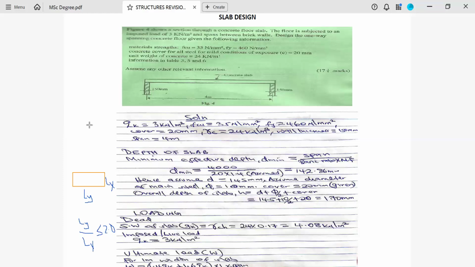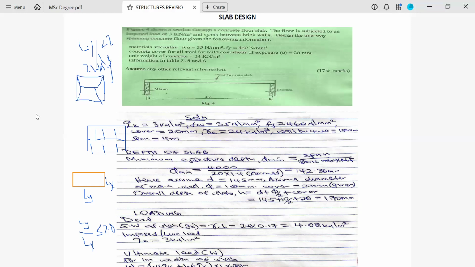Now, the difference is here. For a one-way slab, the load is shared on two sides only. So this is the span, and this is the loaded area. The two beams carry the load. Here Ly over Lx is greater than 2. But for two-way, something close to this, the ratio is less than 2 and the load is distributed in the form of a trapezium, so all four beams carry the load. So this is the difference between one-way and two-way. This is a two-way, meaning Ly over Lx is less than 2.